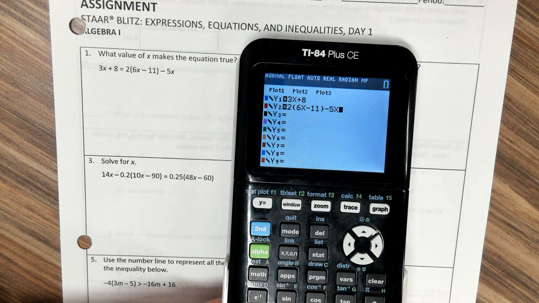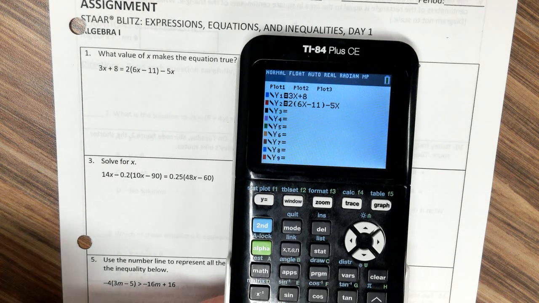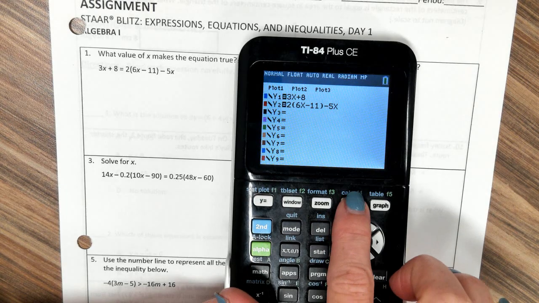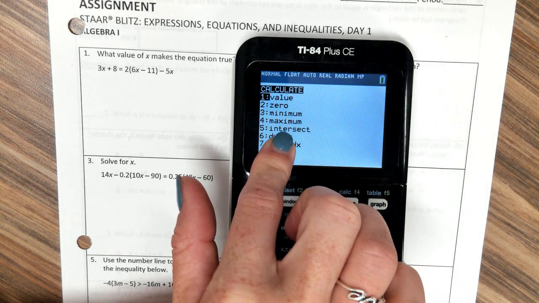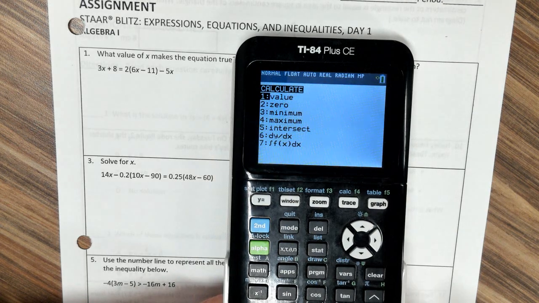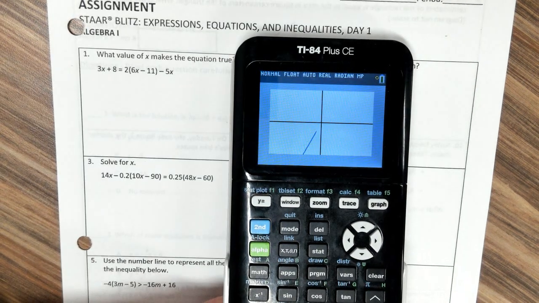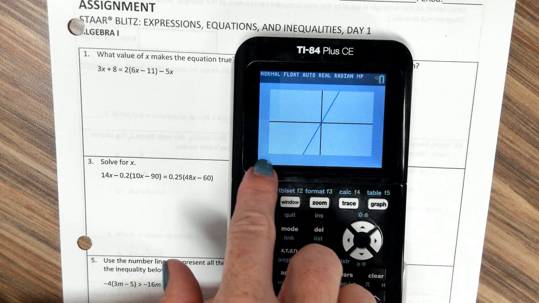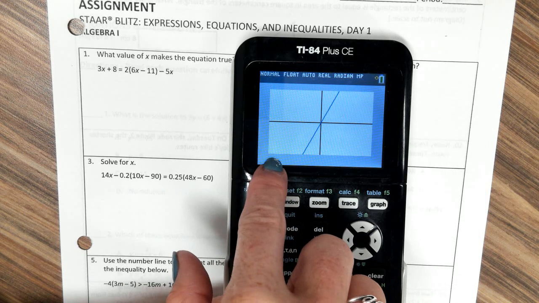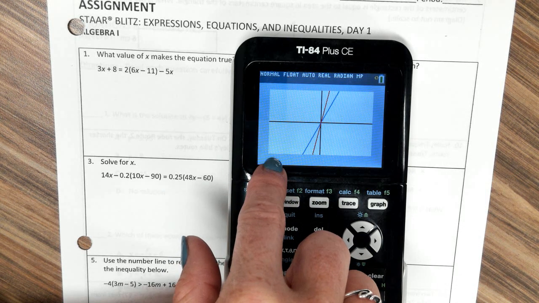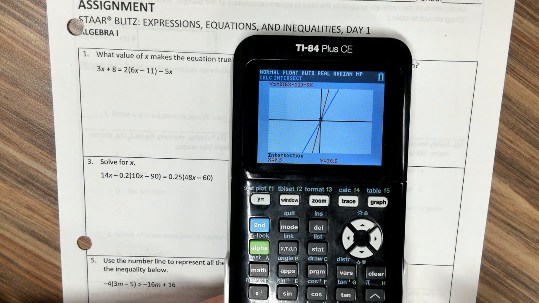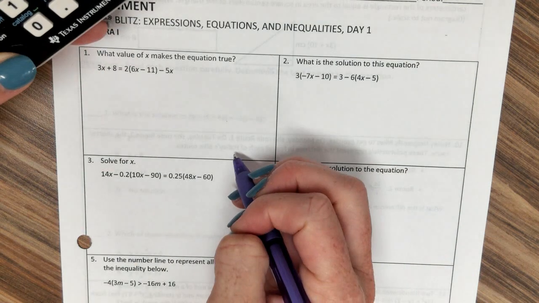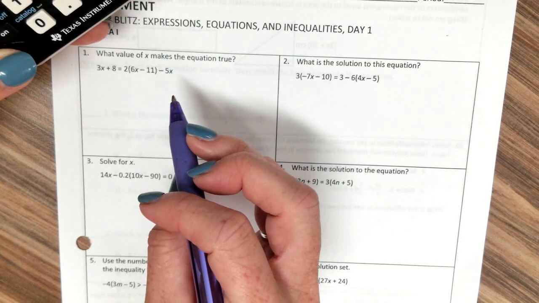And then who remembers what I hit? Second trace, because I want it to solve, calculate. So second calc, option 5 for intersection. You're looking at where the two lines intersect. Remember, do not touch it until the words intersection pop up right down here. Once it pops up, then you're going to hit enter until you see the words intersection, and that's your answer, x equals 7.5. Put your answer down low because we're going to go solve it by hand as well.